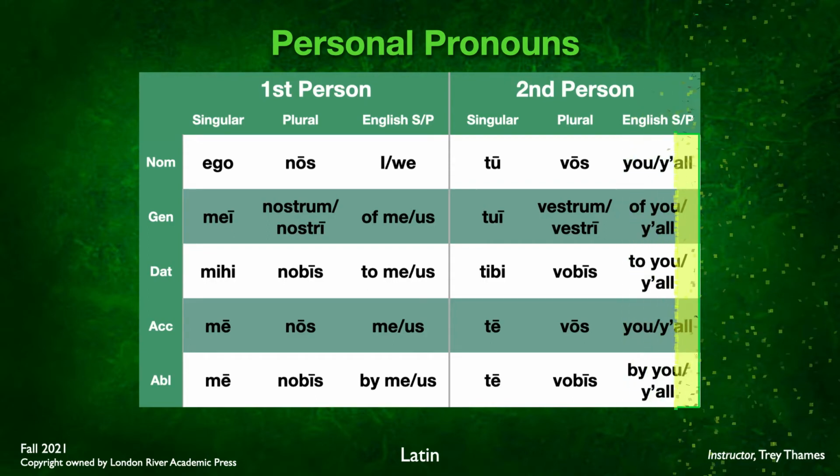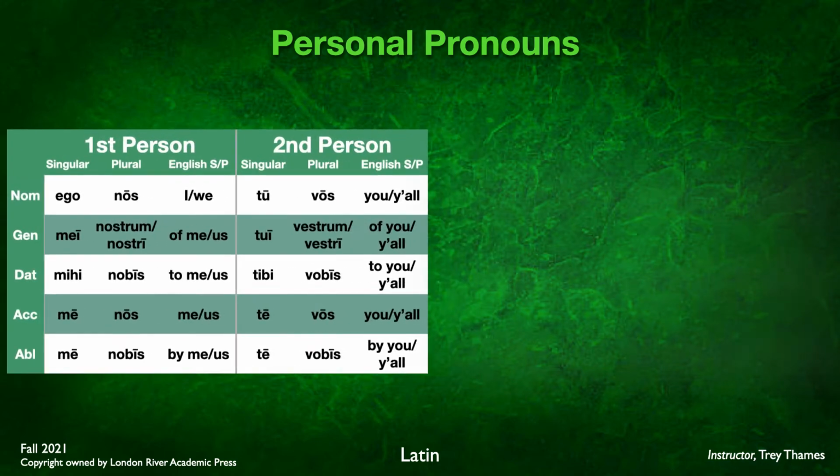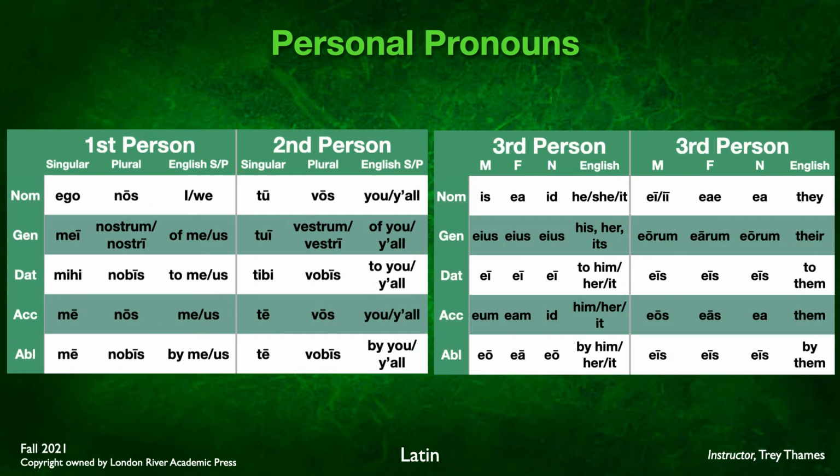Now, we also had a third person personal pronoun. And of course, because third person can be he, she, or it, we have to have a masculine and a feminine and a neuter form. In the nominative, it was is, ea, id, genitive, eius, eius. Dative was ei, accusative id, and ablative eo.